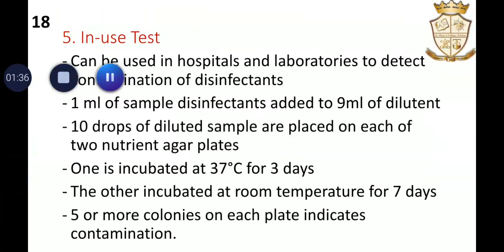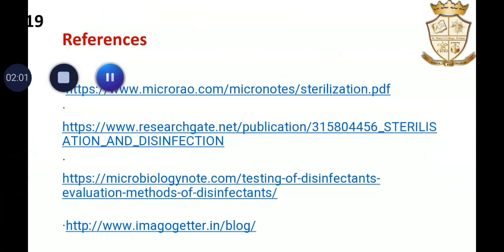Next is the in-use test, which can be used in hospitals and laboratories to detect contamination of disinfectants. 1 ml of the sample disinfectant is added to 9 ml of diluent. 10 drops of the diluted sample are placed on each of 2 nutrient agar plates. One is incubated at 37 degrees Celsius for 3 days. The other is incubated at room temperature for 7 days. 5 or more colonies on each plate indicate contamination.